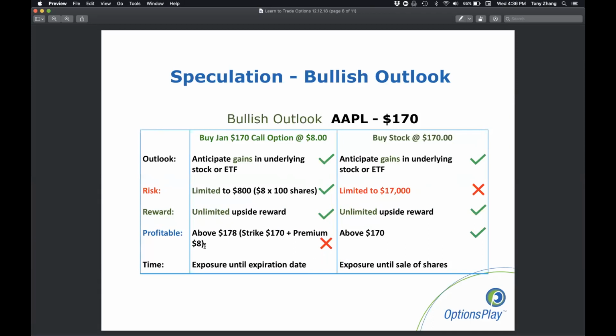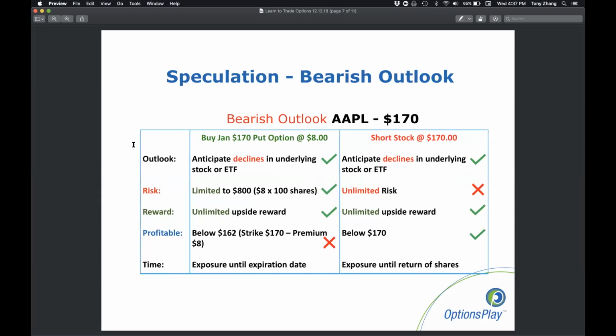On a call option, you only maintain exposure until that expiration date. So you can choose your expiration dates, but you will only maintain exposure up to that date. So those are the big fundamental differences between buying a stock and buying a call option. And buying a put option is very similar.